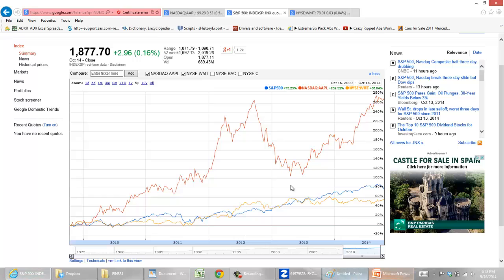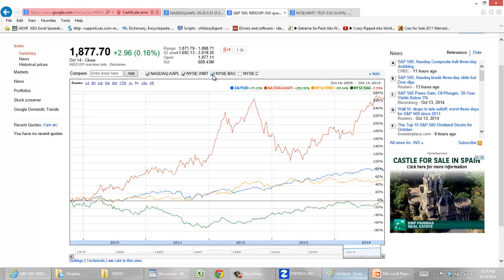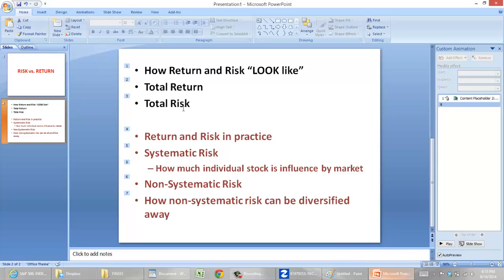Okay. And let me add Bank of America. Now, Bank of America is kind of more volatile than the market. However, the return during that period of about 5 years is less than the market. So even though Bank of America is riskier than the S&P 500, it doesn't always mean that you will get a higher return. You expect a better return, but the reality may not be like your expectation, right? Okay. Now where are we.